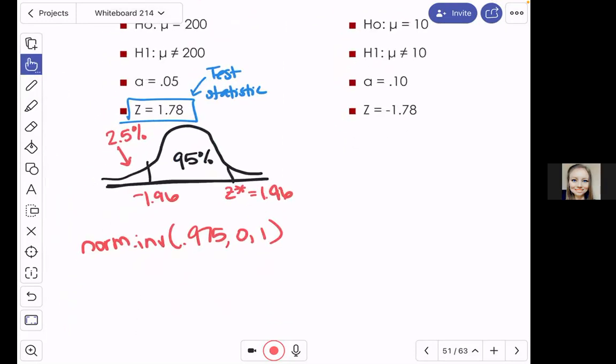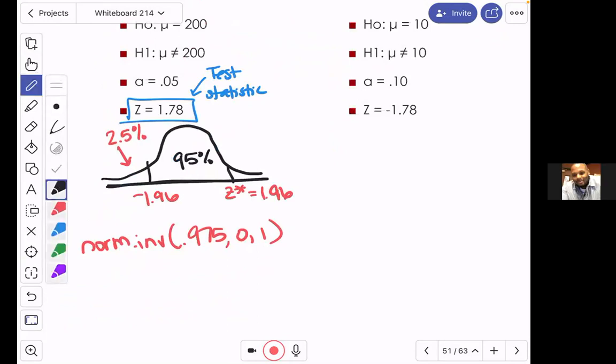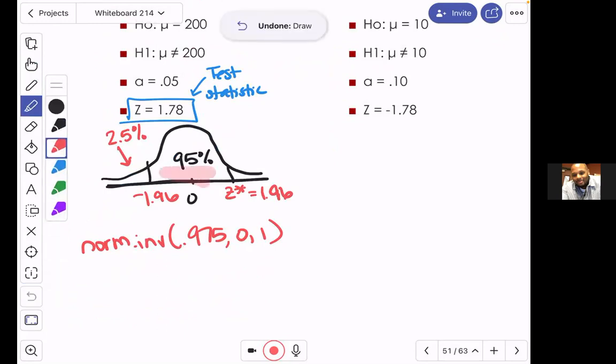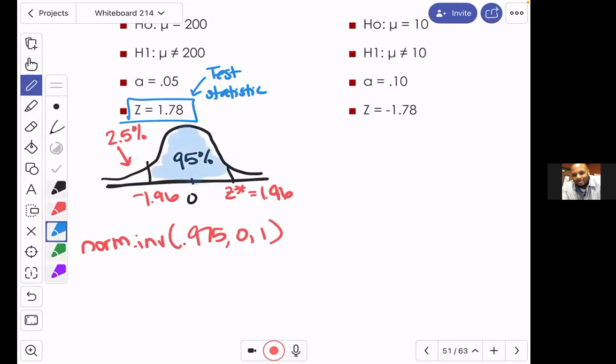Look at it again. Here's 0, by the way. Let's put 0 on this so you know where I'm at. That's 0. 1.78. Is it falling in rejection or safe? Safe. It's in the safe region. It's actually falling inside of here. This is where that 1.78 falls, about right here. Here's that 1.78 value. It's falling in the safe region.